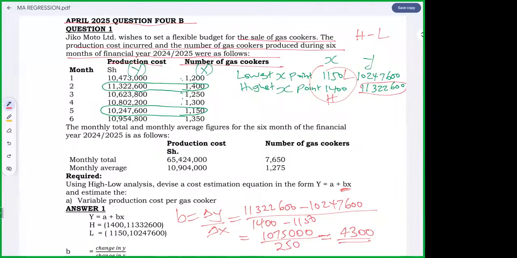Now, my very good students, having gotten B, we can very easily get the value of A. How do we get this value of A? Very easy. To get the value of A, this is what I will do. I hope everybody has been able to copy this working of B. Have we been able to get the working of B?